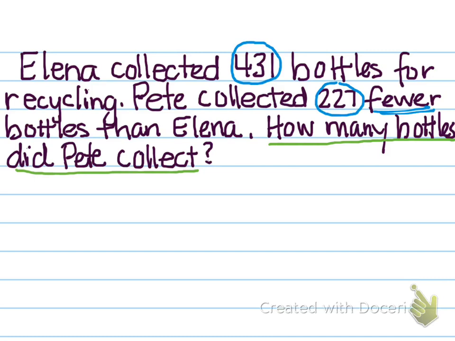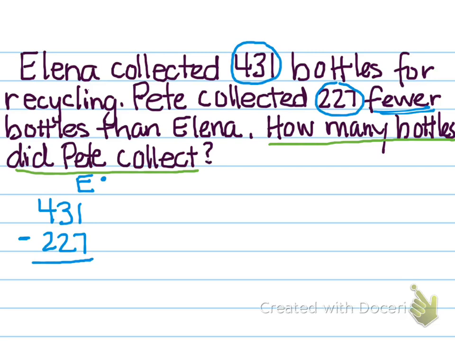So what we need to do is set up our problem. So we are going to take 431, and we know that Pete collected 227 fewer. That tells us to subtract. So our problem's set up. But first what I want to do is an estimation. So, we can just put E. I'm going to estimate to the hundreds place, okay?